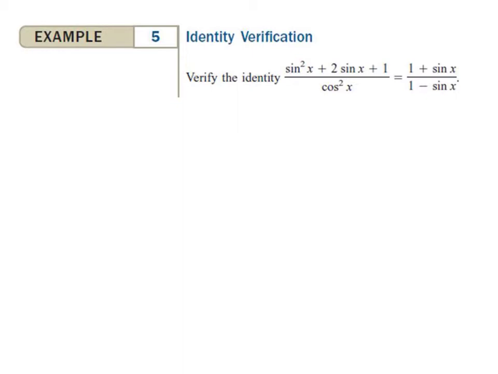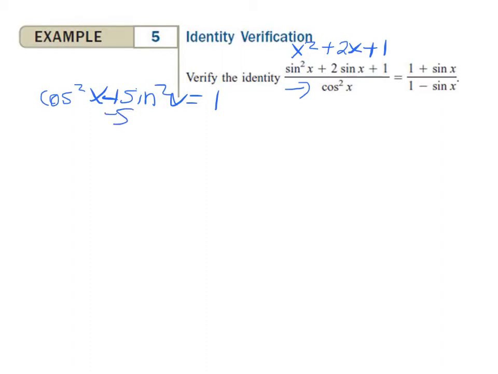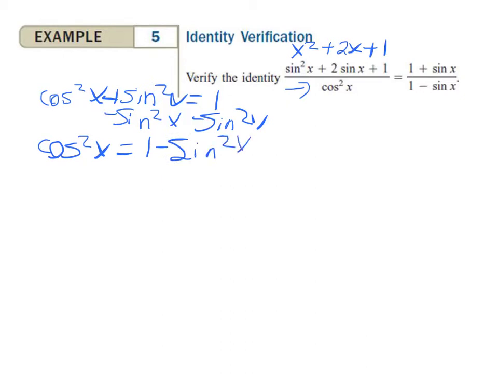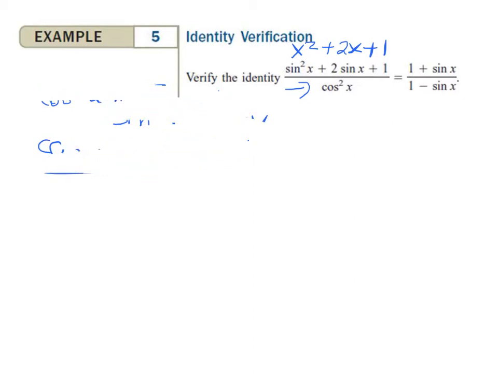Okay, this one, what you need to think about is sine squared x as x squared plus 2x plus 1. All right, so what we can do is factor it, and then don't forget that we can change our cosine squared x plus sine squared x equals 1 just by subtracting the sine squared x from both sides. And now you've got the cosine squared x is equal to 1 minus the sine squared x. So that's what we're going to use. Okay, so let's go through and do that.